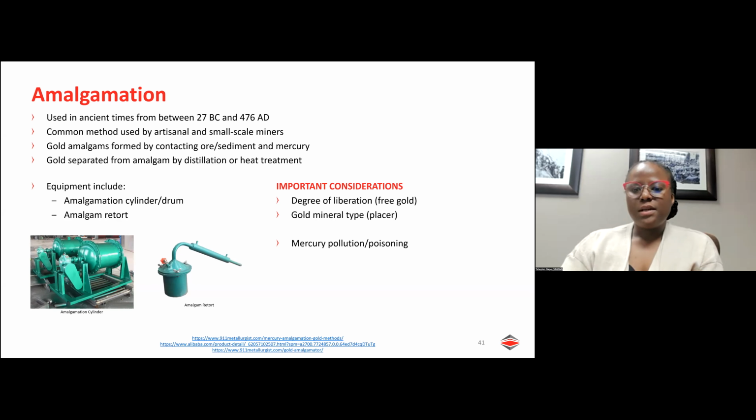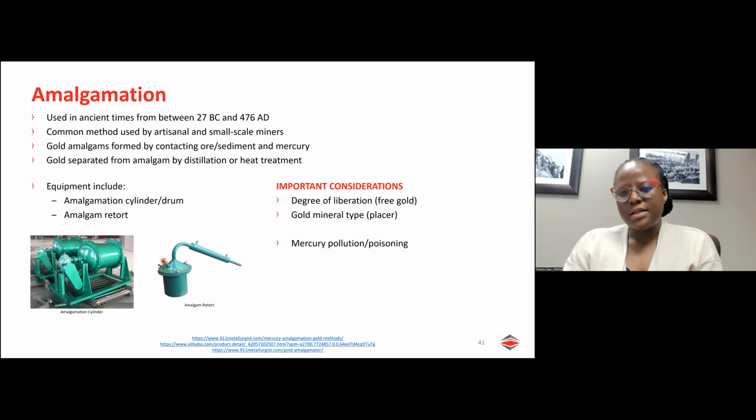So the process is performed by contacting mercury with the gold-bearing ore to produce an amalgam. The amalgam is then distilled, or heated, to recover the gold. So this method is typically suited for alluvial gold deposits or material that has already been processed previously, but still has some concentration of free gold within it.